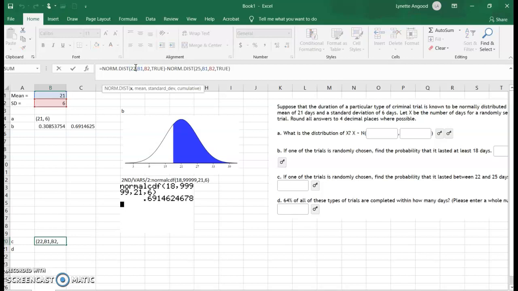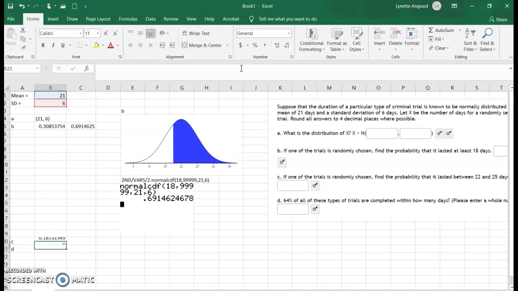Well, I'm glad I made that mistake because that might be something you do. You cannot have a negative proportion or a negative probability. You should be taking the area of the bigger, 25, minus the area of the smaller, 22. Silly me. And then just hit enter. And so we find that that area between is 0.1813.